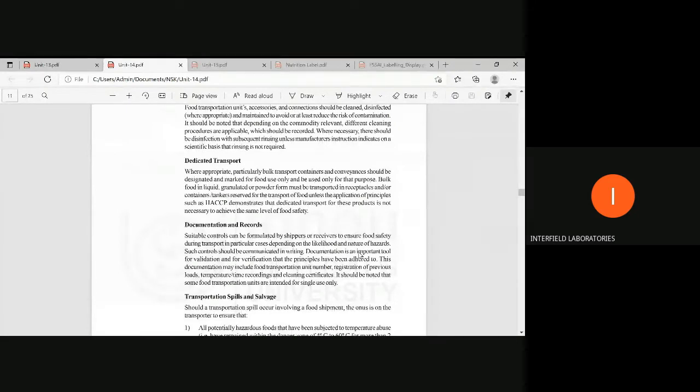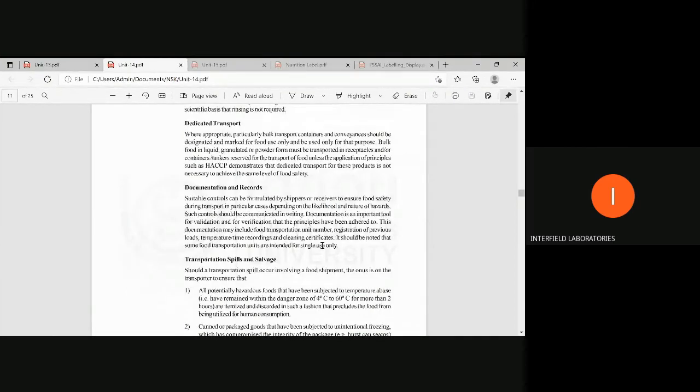Now, dedicated transport should be used for transporting food. Where appropriate, bulk transport containers and conveyance should be designated and marked for food use only and be used only for that purpose. So if these units are used for food transportation, they should be used only for that purpose. They should not be used for transporting other items. Now the documentation and records. Suitable controls can be formulated by shippers or receivers to ensure food safety during transport. Such controls should be communicated in writing, and documentation is an important tool for validation and for verification.